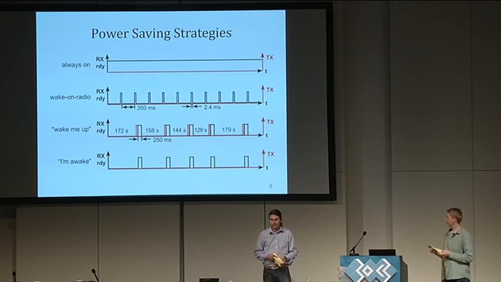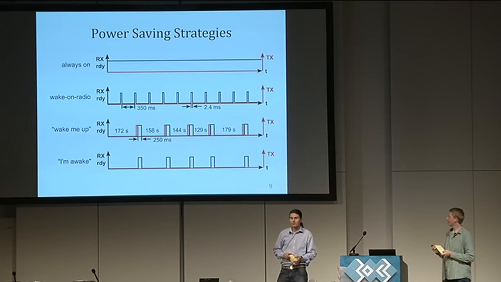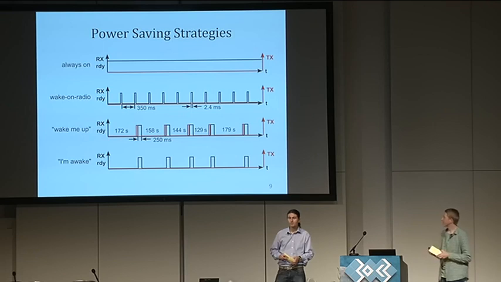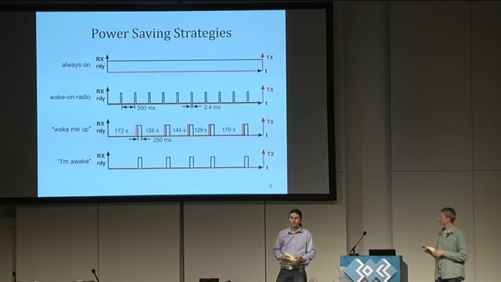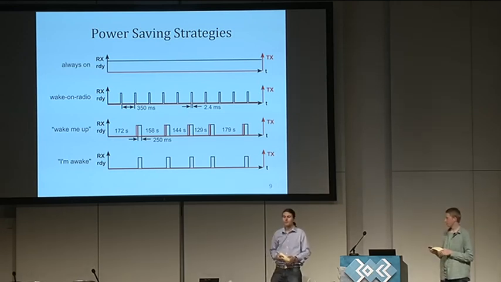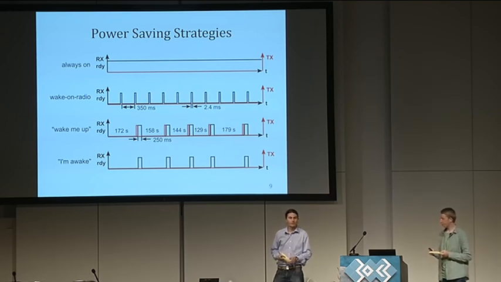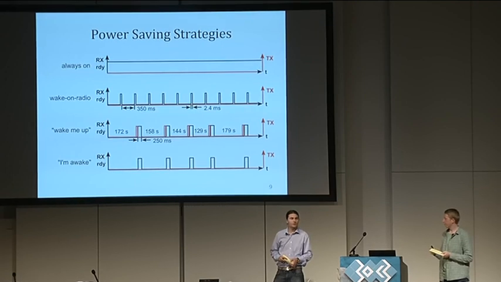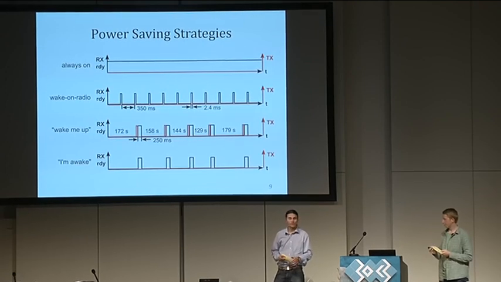The second type of power saving strategy is the wake me up mode. In this mode, the device sends a wake me up packet, then is in receive ready mode for 250 milliseconds, and then falls asleep for a variable but deterministic amount of time. This mode is used by some devices which do not have to be reachable all the time when they want to exchange information with the central. They send a wake me up packet in broadcast mode, and the central can react and initiate data transfer.